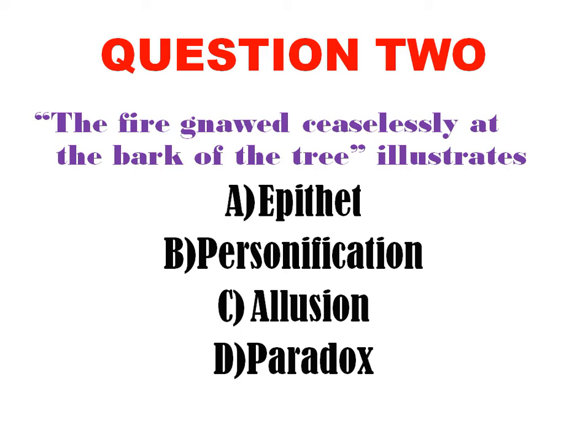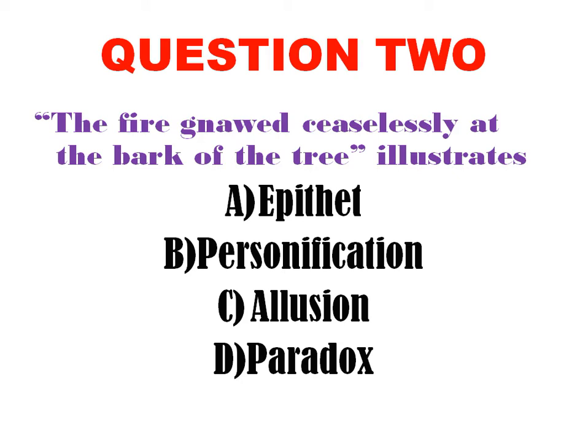Question 2. The fire gnaws ceaselessly at the back of the tree. Illustrates which example? A, epithet, B, personification, C, allusion, D, paradox. Looking at the fire gnaws, that means the fire is eating up the bark of the tree. The fire is consuming the bark of the tree. So can fire consume, can fire gnaw? No, that is personification. That is a human attribute given to fire.